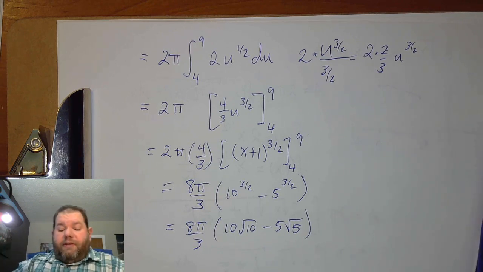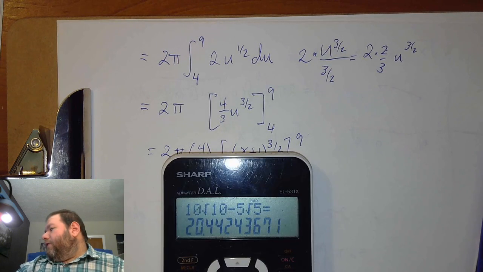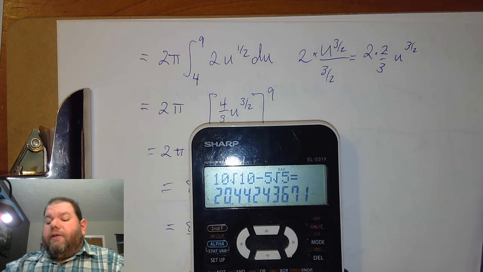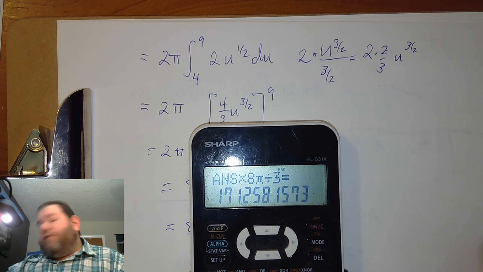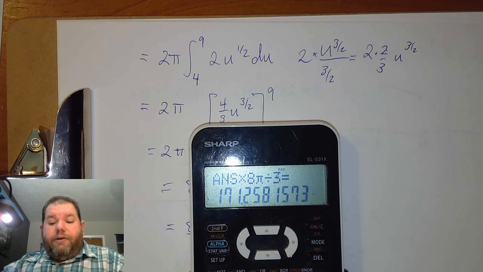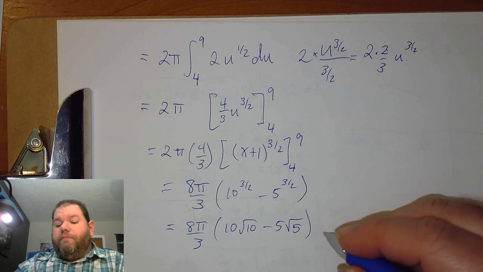So if we approximate the answer, 10 square root 10 minus 5 square root 5, that gives us an answer, and then we multiply that by 8 pi and then divide by 3. So we get about 171.3 square units.